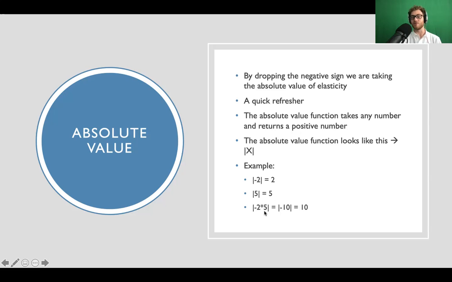For -2 times 5, what you're first going to do is the math. You do -2 times 5, and then you take the positive. Obviously, it's not important for this little example. For this example, if you took the absolute value before, you'd still get 10. But with more complicated functions, you will have to do all the math first and then make it positive.